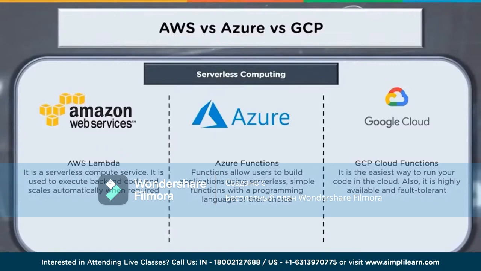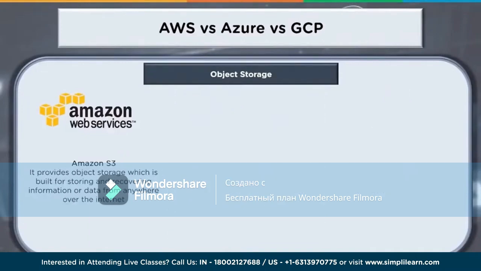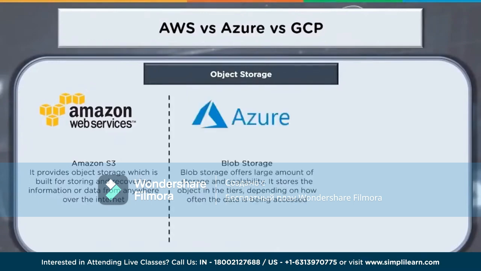Now that kind of infrastructure is not really preferred in today's modern times when organizations are working on different kinds of newer applications. When we talk about object storage, Amazon has Simple Storage Service, that is S3. It provides object storage, which is built for storing and recovering information or data from anywhere over the internet. Azure comes up with Blob Storage, that is binary large objects storage, which offers a large amount of storage and scalability. It stores the objects in tiers depending on how often the data is being accessed.